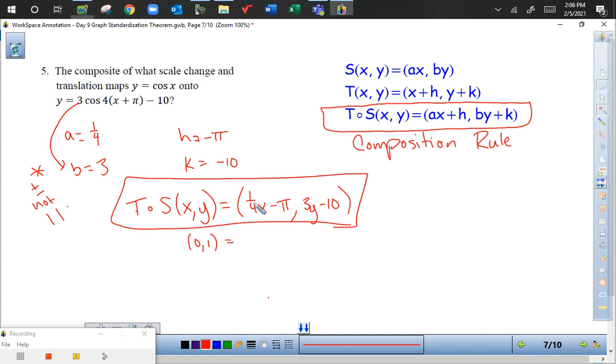So that would look like 1/4 times 0 is 0 minus pi. So it would go to -pi. And then 3 times 1 is 3 minus 10 is -7. Okay, so it'd be at -pi, -7 instead of 0, 1. And if you do this for enough points, you would be able to see the pattern to be able to plot the rest of them very quickly.